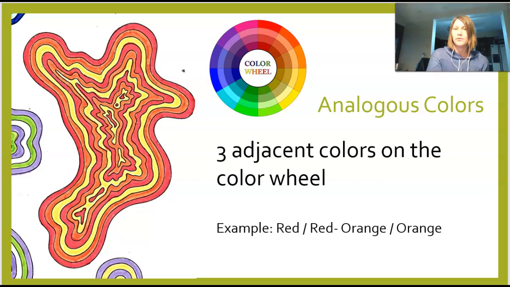Three colors that are touching might be violet, red-violet, and red. See how they all are touching, kind of going in order. It might also be green, blue-green, and blue would be a good example. Typically, they're going to include some of the other verbiage within the name.